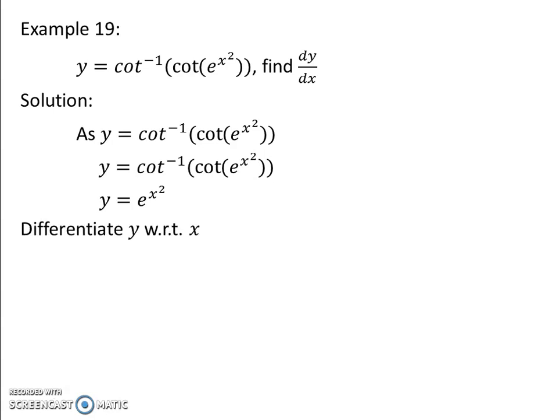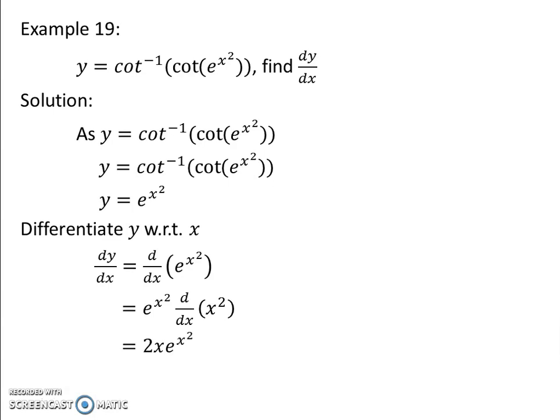So differentiating y with respect to x. So dy by dx of e raised to x square, that is equal to e raised to x square into dy by dx of x square. E raised to something into derivative of something. So that is equal to 2x e raised to x square. This is the solution of example number 19. In this example, we have first simplified the problem using the inverse trigonometric functions, and then we have differentiated this.